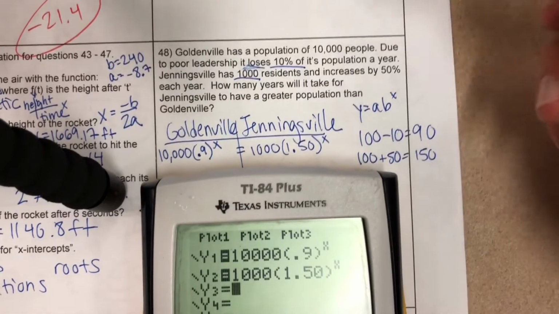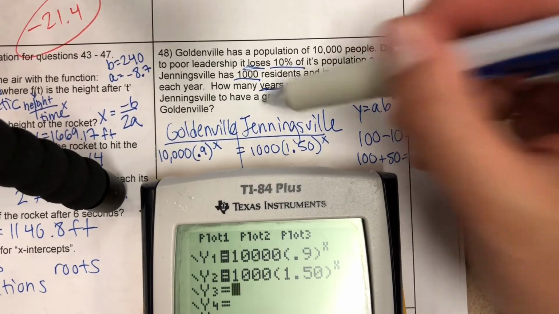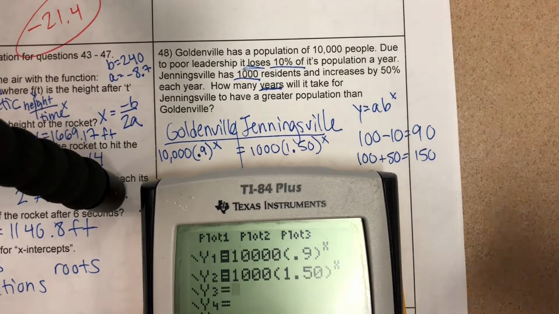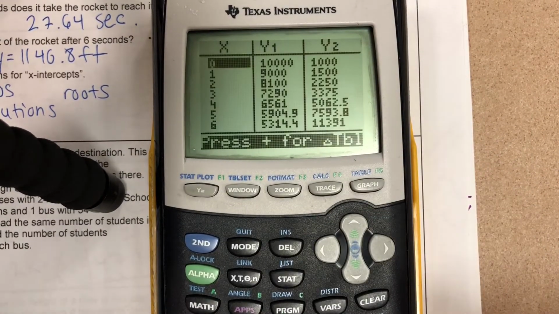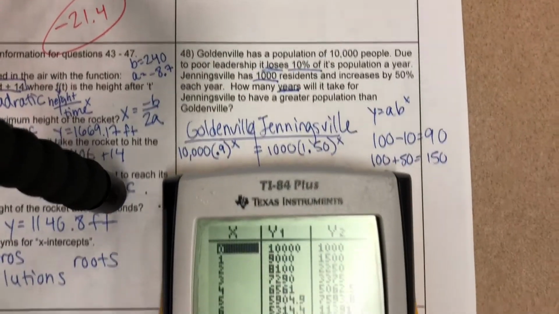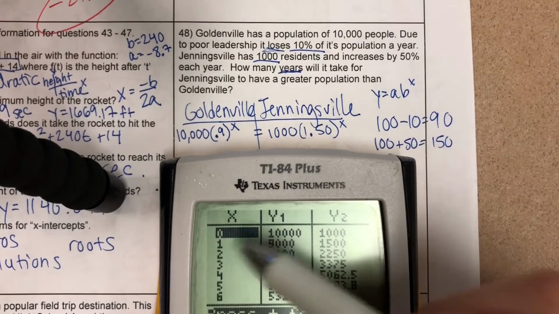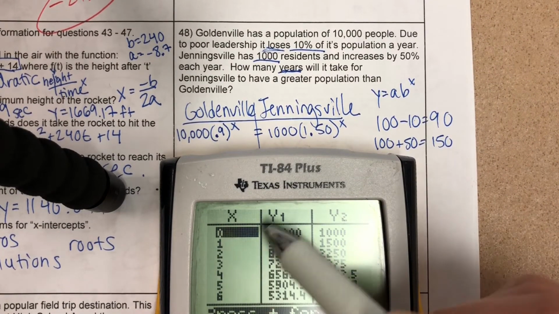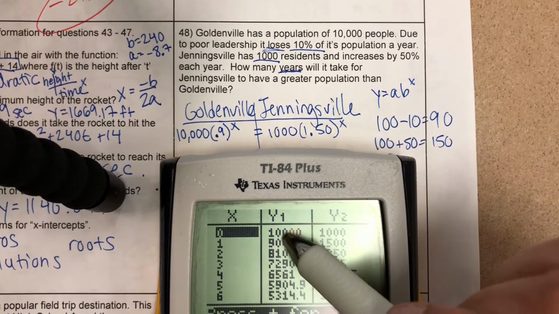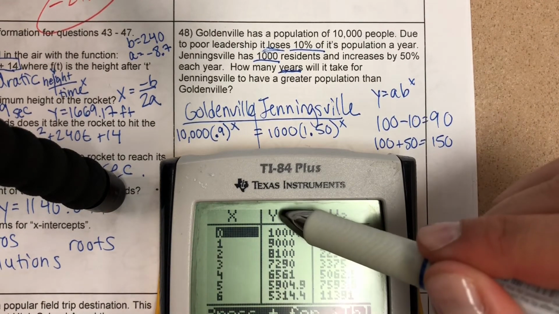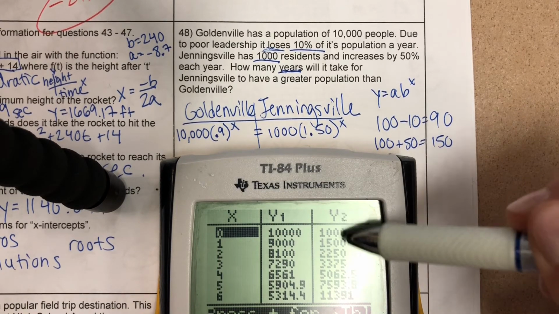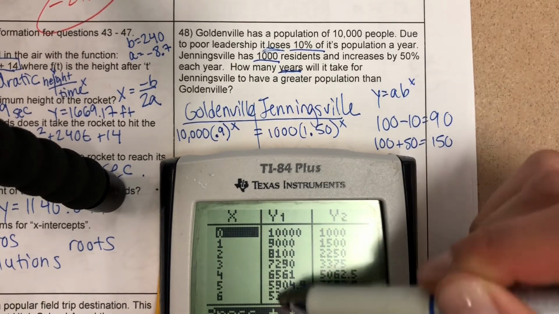Now, if I want to compare the numbers and the amount of years, I want to look at just kind of the value. So I want to get to table right here. So I'm going to hit second graph. And now I have all the values for different years. So let's begin with 0. At year 0, Goldenville has 10,000 people. Jenningsville has 1,000. At year 1, Goldenville has 9,000. Jenningsville has 1,500. So you get the point.